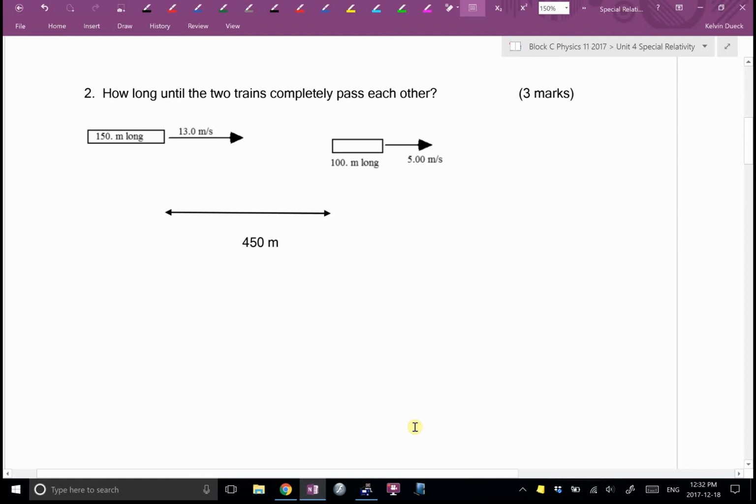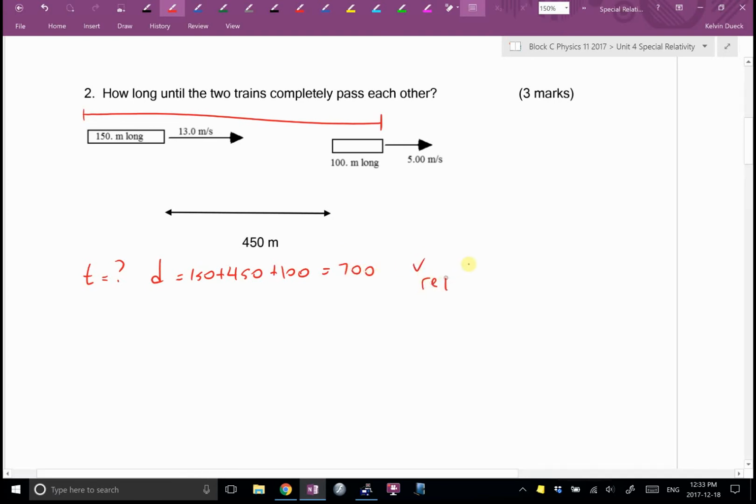Number 2, very similar to number 1, except they're going in the same direction. Again, I'm going to argue that the distance we need... Whoop, that's wrong. The distance we need to travel is that distance there. Again, it wants us to find time. The distance in this case is 150 plus 450 plus 100. 150 plus 450 is 600. Is it 700 is the distance, I think?